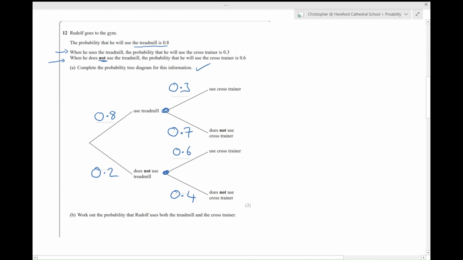Complete the probability tree diagram. I've done that. Work out the probability that Rudolph uses both the treadmill and the cross trainer. So he's got to end up here, hasn't he? He's got to use the treadmill and use the cross trainer. So I'm going to multiply the probabilities, which gives me 0.24. And that is that question finished.